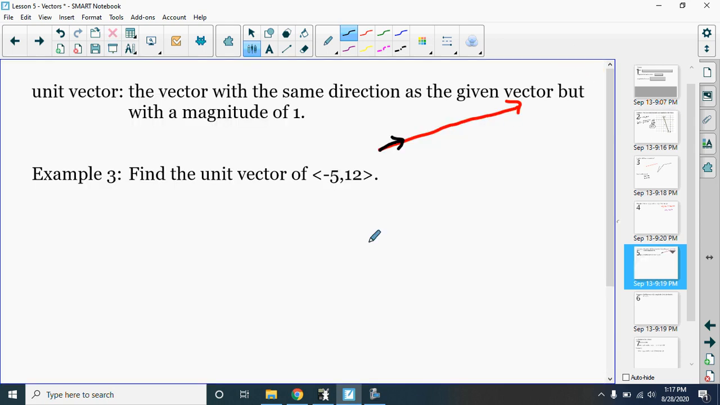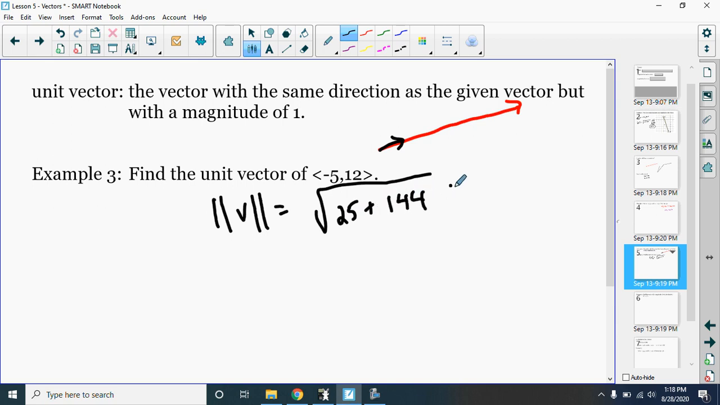Oops. So this one asks us for the unit vector of the vector negative 5, 12. How many times have I said vector already in this video? Find the unit vector of negative 5, 12. To do that, we need to find the magnitude. So the magnitude of this vector is going to be the square root of negative 5 squared plus 12 squared. This vector has a magnitude of 13.